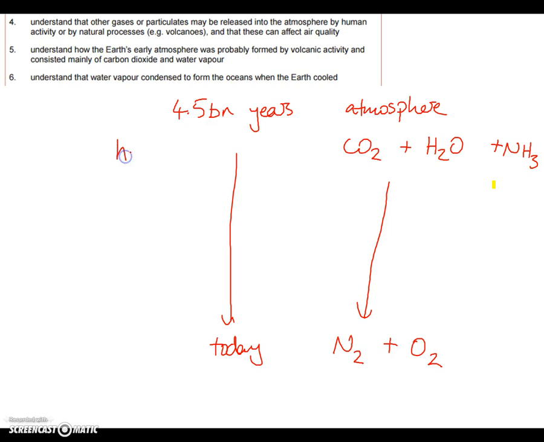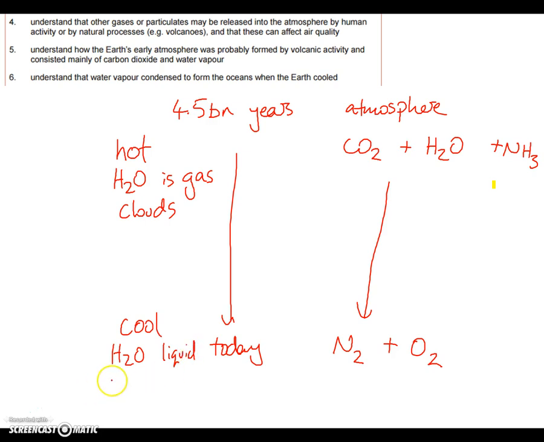Here the atmosphere, or the whole planet, was very hot. Here it's comparatively cool. When it's hot, H2O is a gas, and so it's up in the atmosphere in clouds. And here H2O is a liquid, so it now exists as the oceans. Okay, so in the early Earth, very hot, water is a gas, so it's up in the clouds. Now it's much cooler today, so it's a liquid, and it exists as the oceans.